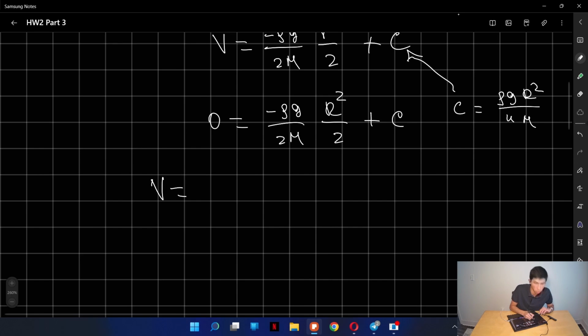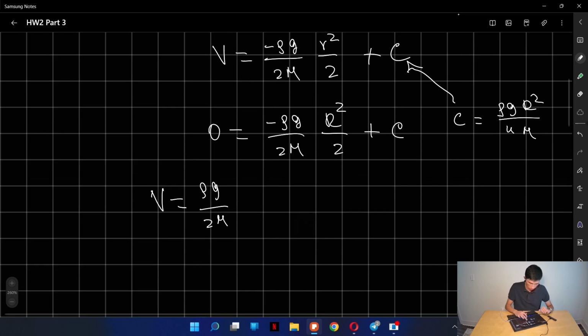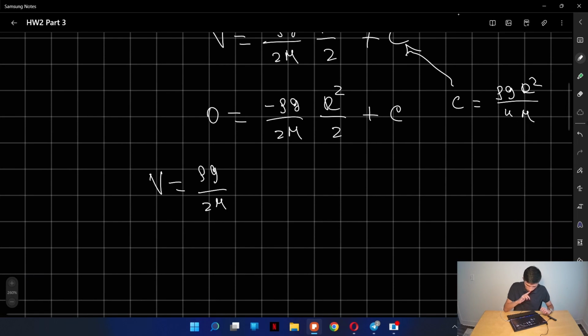So I'm going to plug that back. My velocity equation now is going to be rho g over 2 viscosity, and that's going to be capital R squared minus r squared. Okay, what's next? So that's our velocity, right?